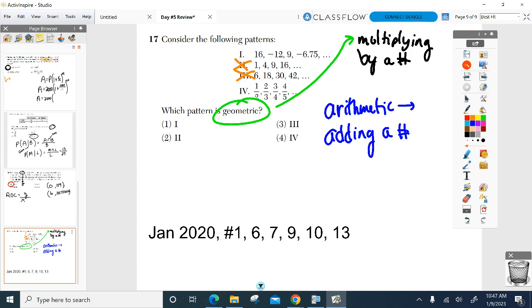Which pattern, one or four? What'd you get, Jake? I got one. One, yep. You should be multiplying by negative 0.75. Easiest way to figure out what you need to multiply by: take a term, divide it by its previous, and see if that number you can multiply through all the way out.